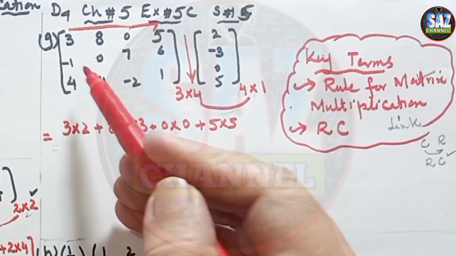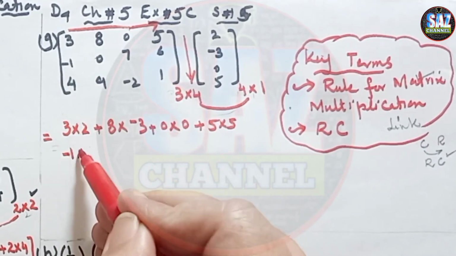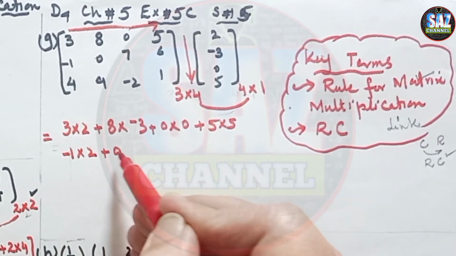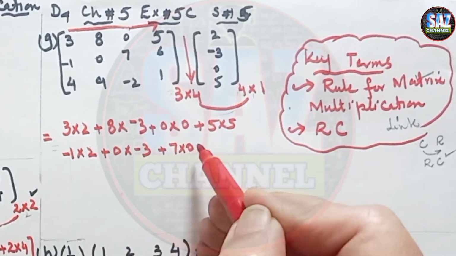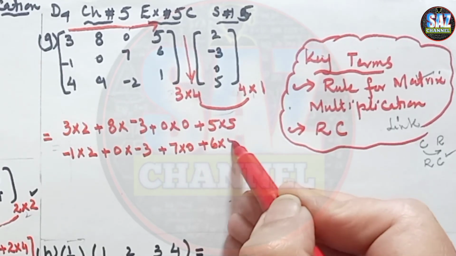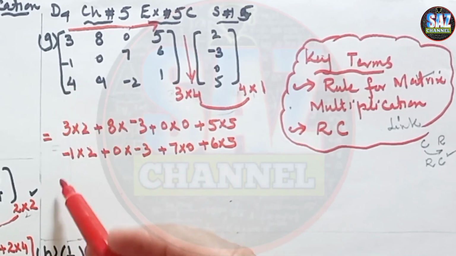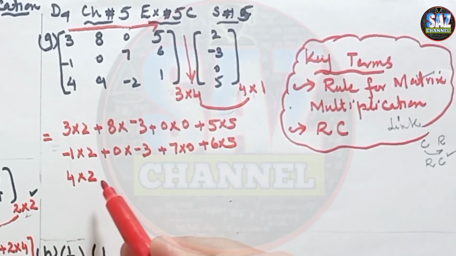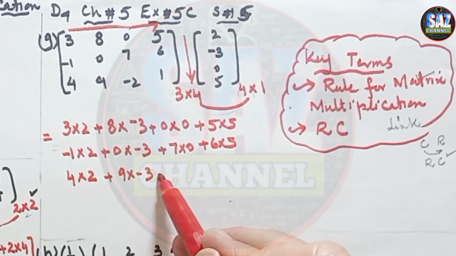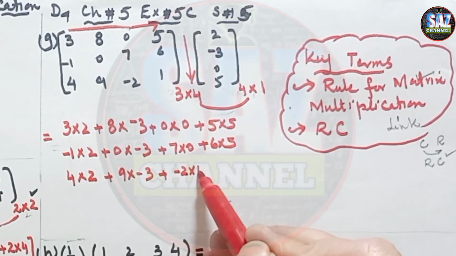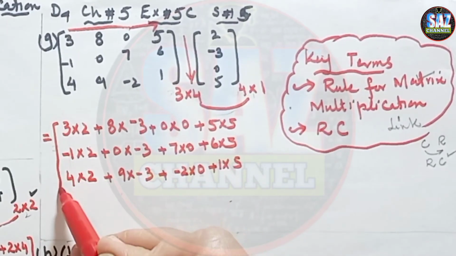Now come to the second row and repeat the process. Minus 1 multiplied by 2 plus 0 multiplied by minus 3 plus 7 multiplied by 0 plus 6 multiplied by 5. Okay, coming to the last row of first matrix, 4 multiplied by 2 plus 9 multiplied by minus 3 plus minus 2 multiplied by 0 plus 1 multiplied by 5. Okay, and close the bracket.